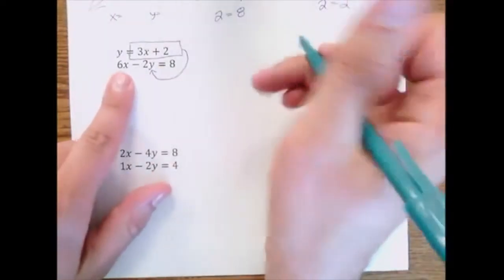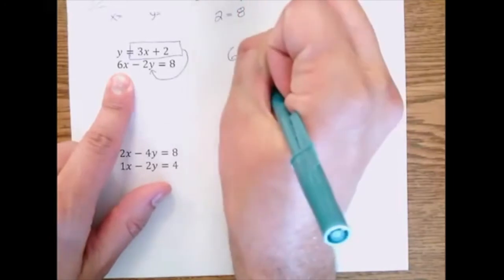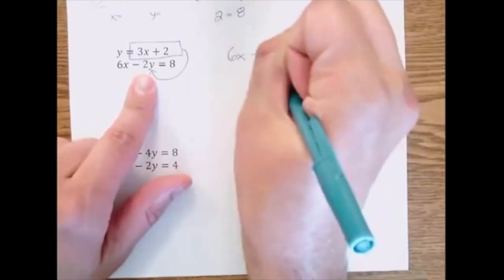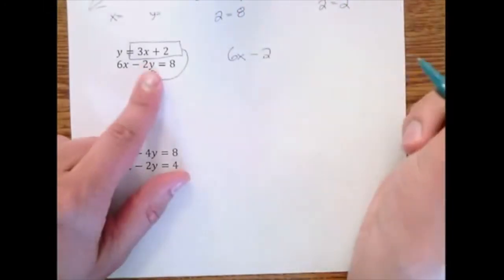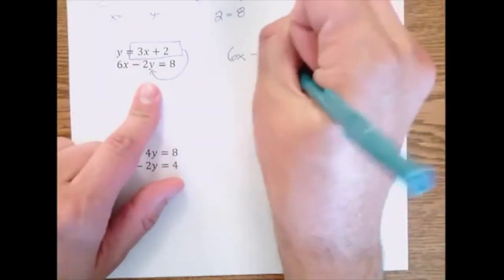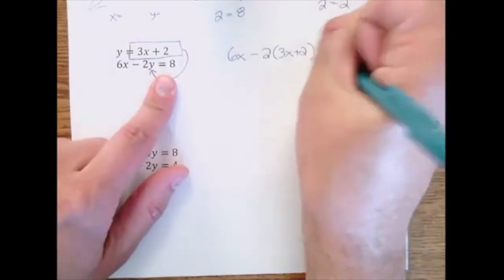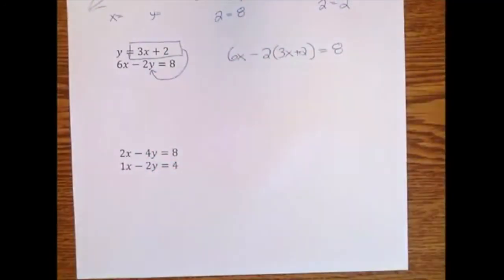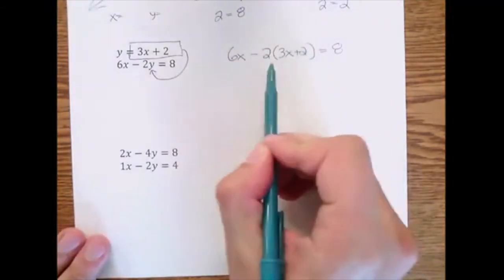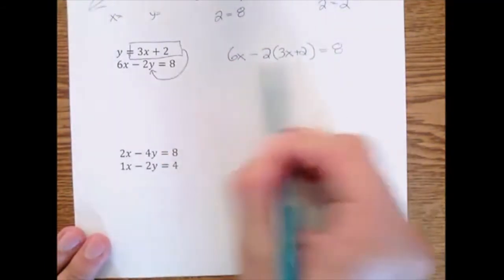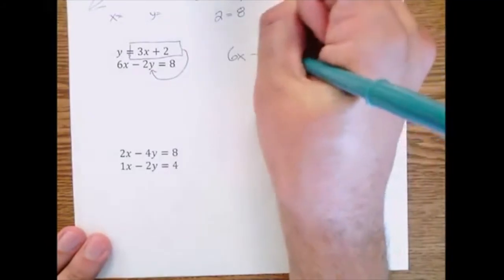So what this looks like is I have a 6x, I have a minus, I have a 2. Instead of y, I'm going to plug in 3x plus 2. And then we have equals 8. So that's substitution. All I need to do is solve for x here because all my y's are gone, just left with x. So I need to distribute first.